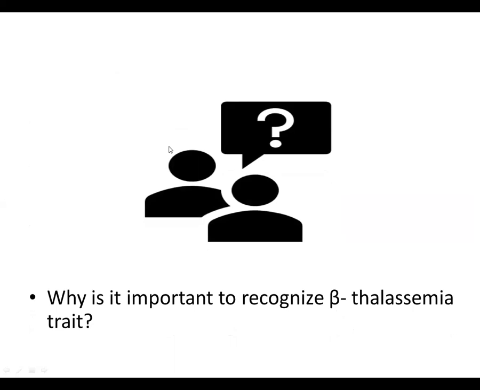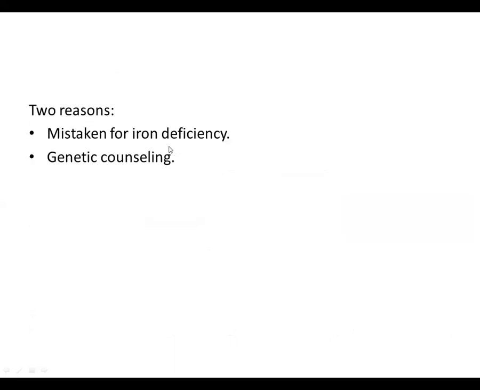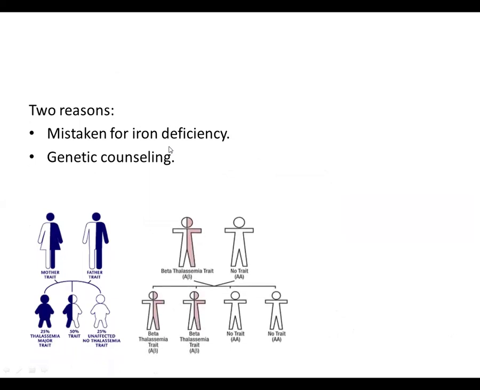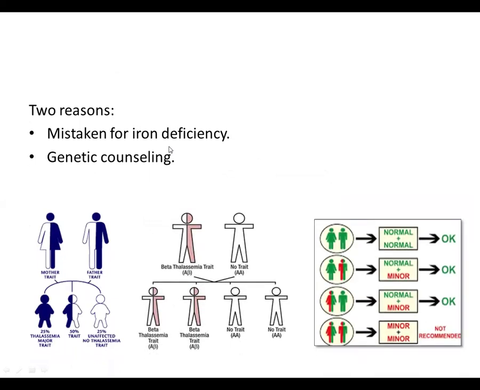Now, why is it important to recognize beta thalassemia trait? This is because of two reasons. Number one, it can be mistaken for iron deficiency anemia. And the other reason is that genetic counseling is required for future generations. So if the mother and father both have thalassemia trait, there are 50% chances that the offsprings will have the thalassemia trait, 25% chances of getting thalassemia major, and 25% chances of the offsprings being unaffected.